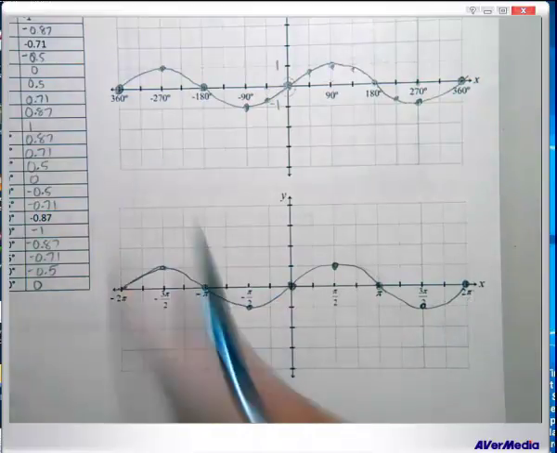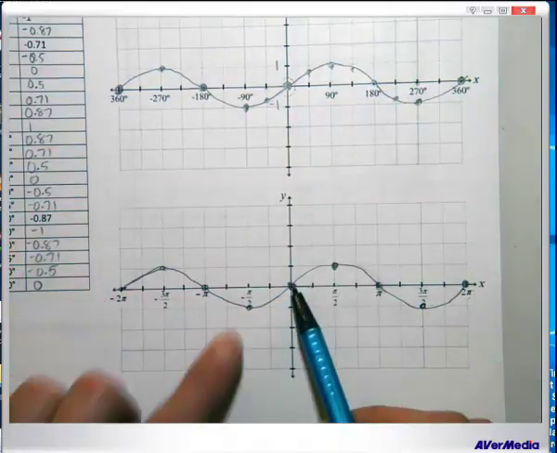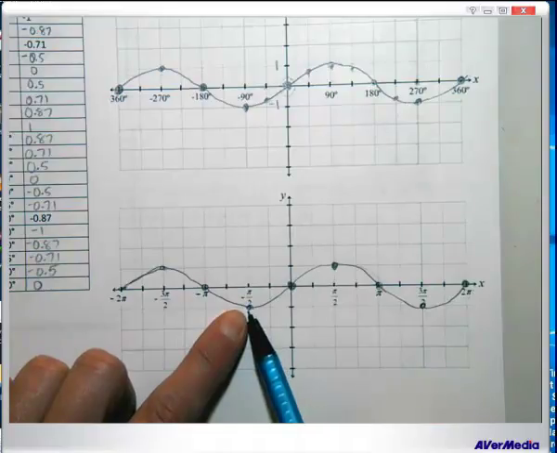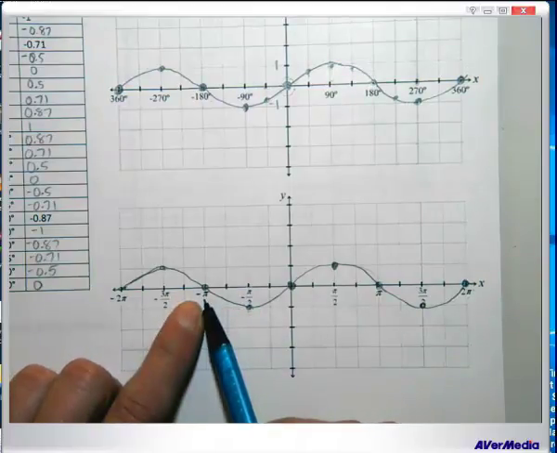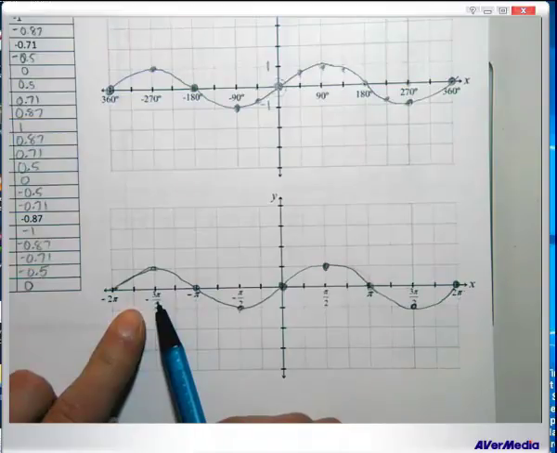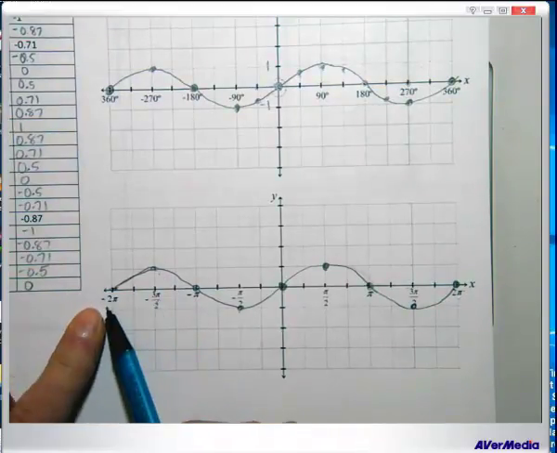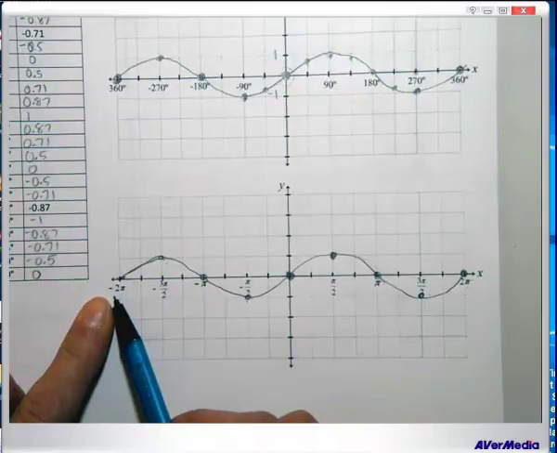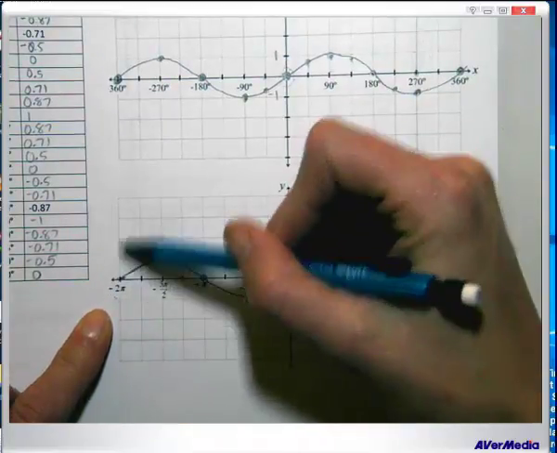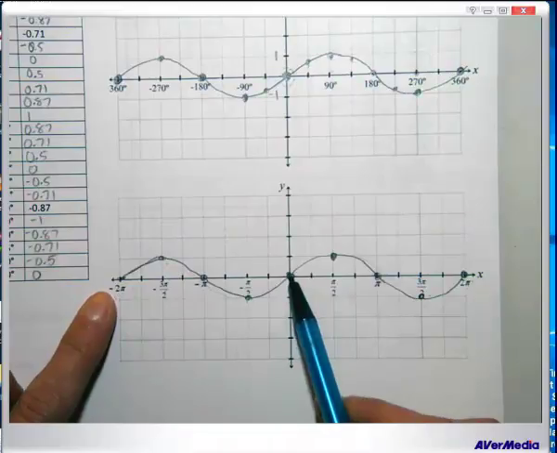You can see on the negative end, if I go -90, or negative pi over 2, my output is -1. If I put in -180 or negative pi, I get 0. If I put in -270 or negative 3 pi over 2, I get +1. And all the way down to -360 or -2 pi, I get 0 again. So you can see here's another cycle of this periodic function.